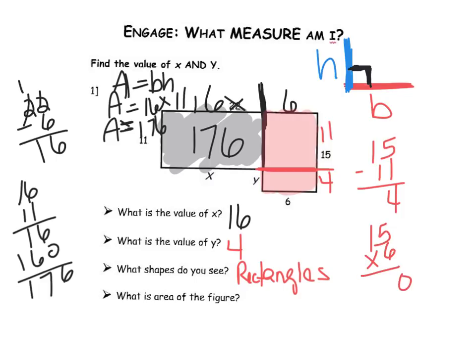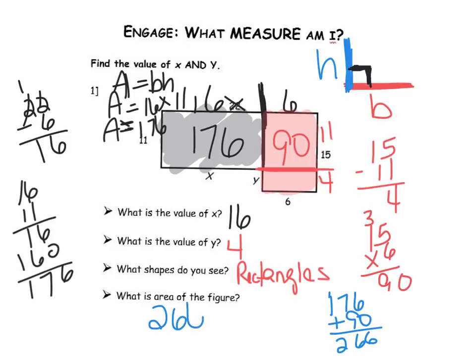So 6 times 5 is 30. 6 times 1 is 6 plus 3 is 9. So then that means this is going to be 90. So all you have to do now is find the total area. And the total area, what you need to do is add 176 plus 90. So that's 6. This is going to be 16 and 2. So the area is 266. And since we don't have units in here, we're going to say square units.